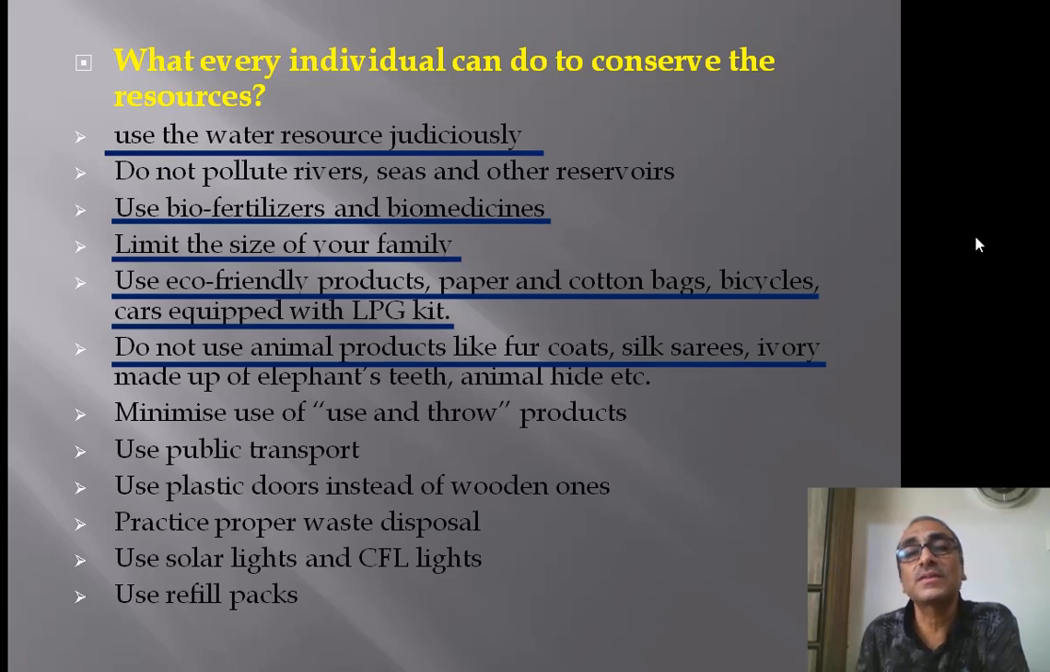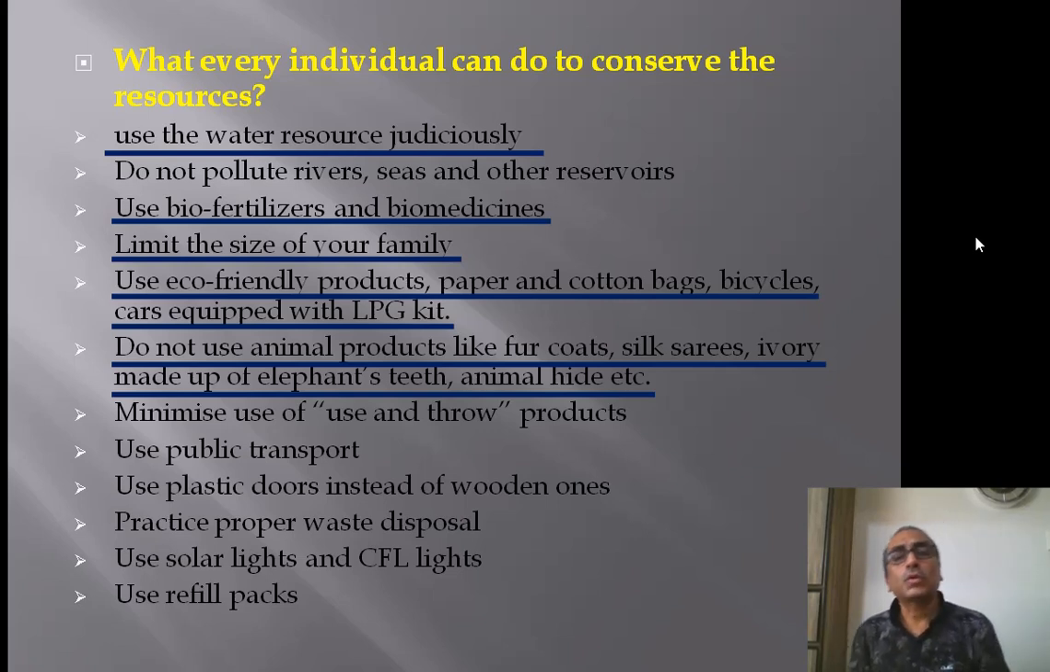Similarly, silk saris we should avoid as far as possible, because here we are exploiting silk worms. Of course it has both benefits as well as drawbacks. We are making a fabric available to us, but its use also has to be reduced. Then ivory, made from elephant teeth, we have to strictly avoid.